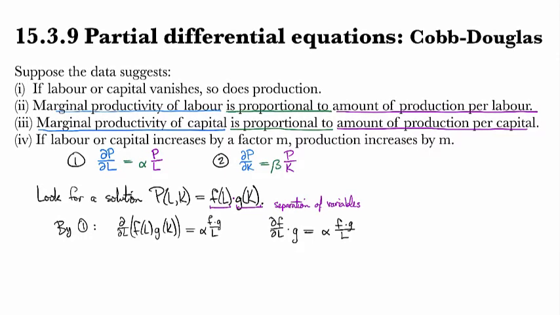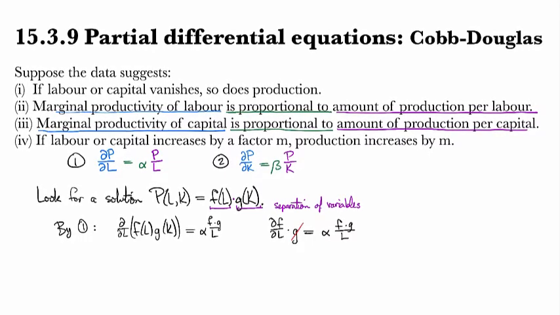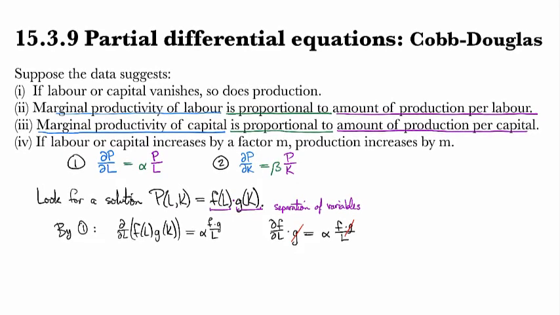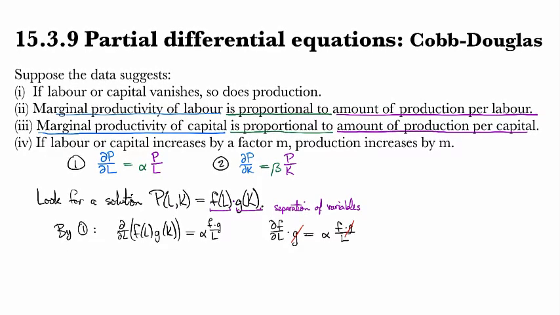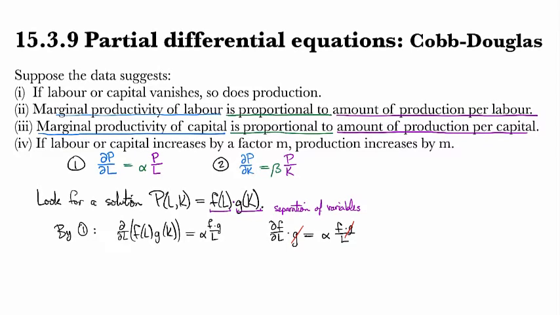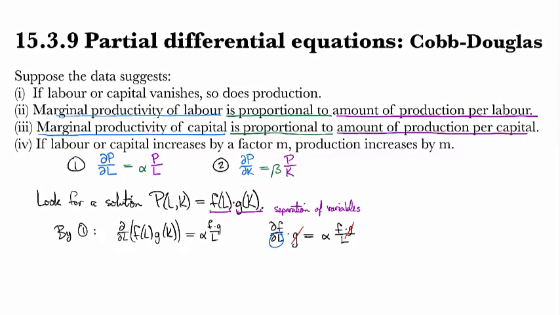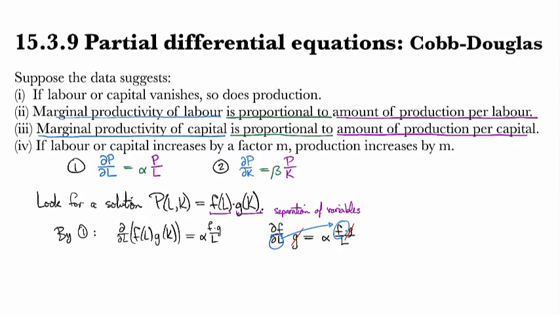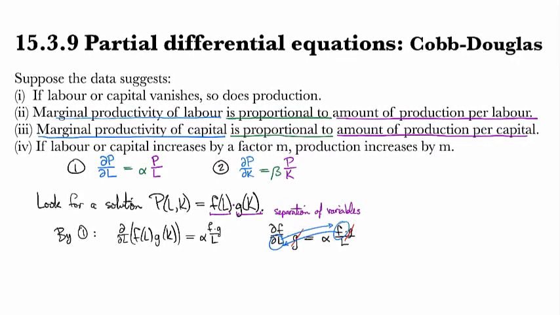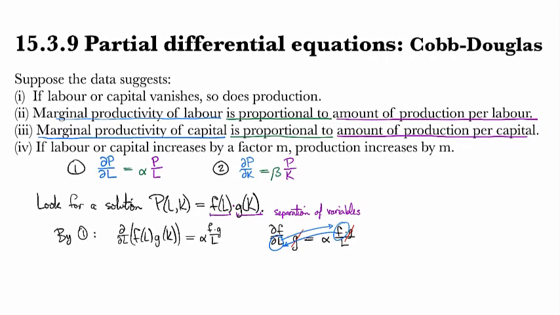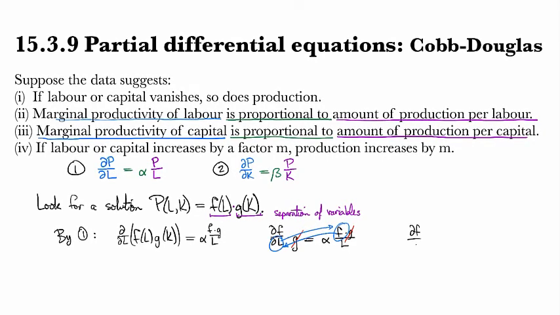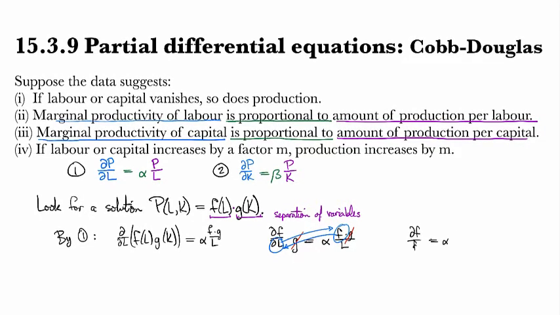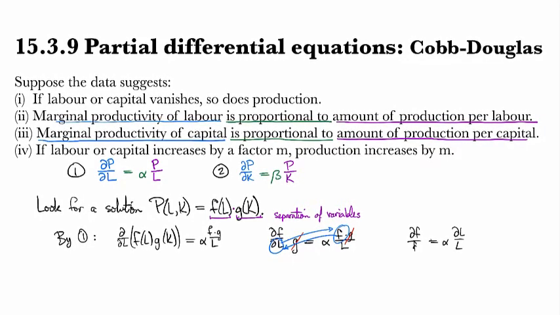And now let's see, we've got g on both sides, so we'll just cancel that guy off. And then I'm going to do something crazy, and I'm going to multiply the dL to the other side and divide the f to the other side. So these guys are going to change places. So it looks like df over f is equal to alpha dL over L.